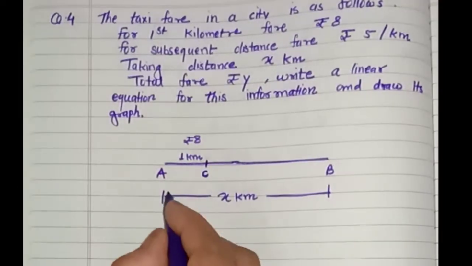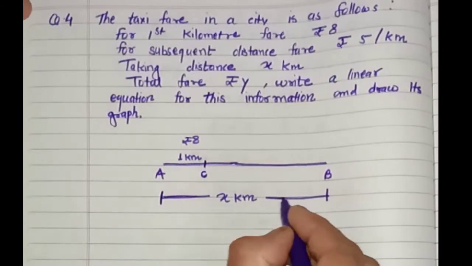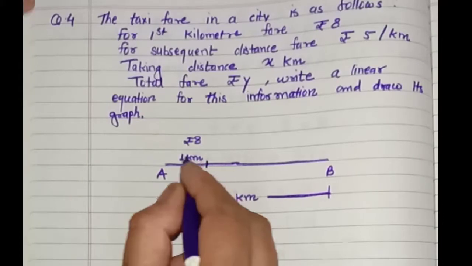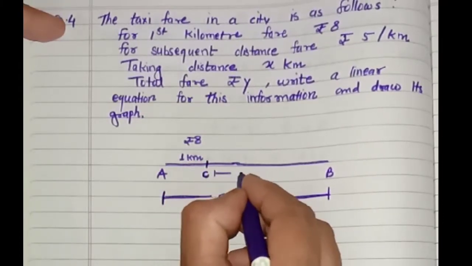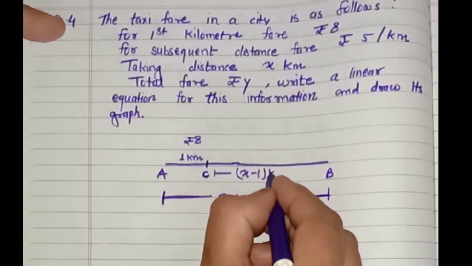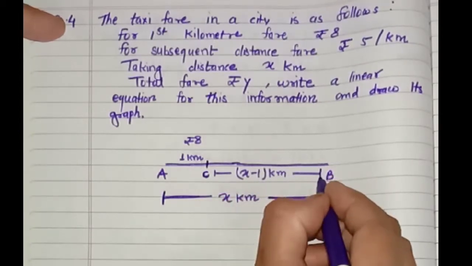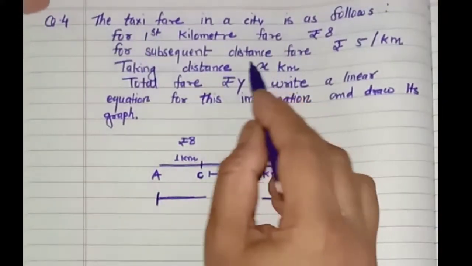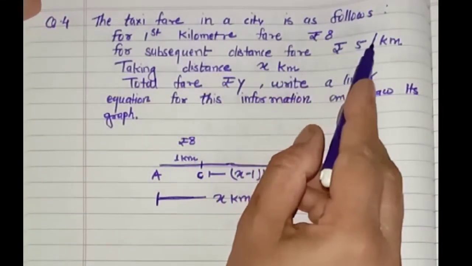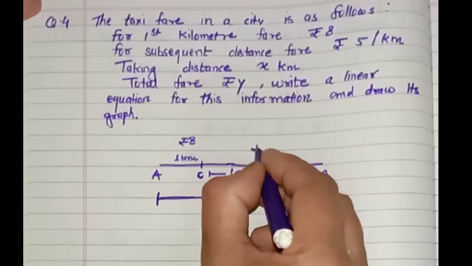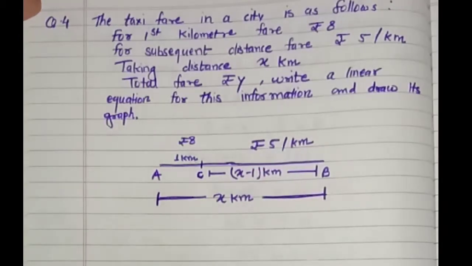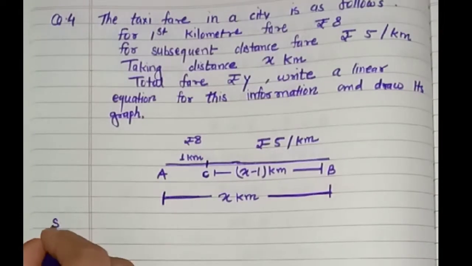And student, since the total distance is x, if you subtract this 1 kilometer from x, the remaining distance will obviously be x minus 1 kilometer. And for this remaining x minus 1 kilometer, it is given that the fare is rupees 5 per kilometer. So, how will we solve this question? Let's start.